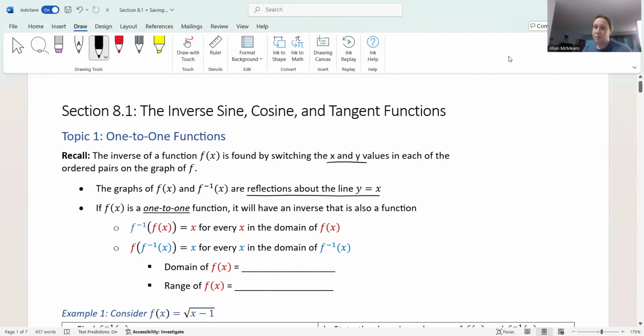So you could technically graph the inverse of a function by reflecting it about the line y equals x. And just in case you forgot, this is the line y equals x.